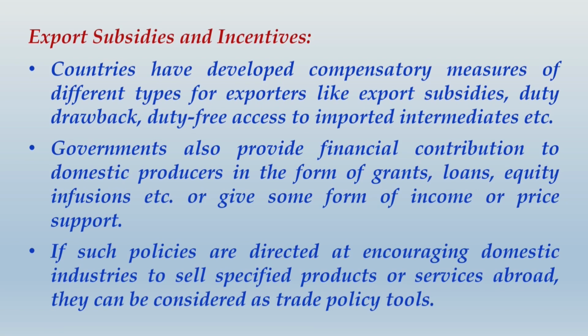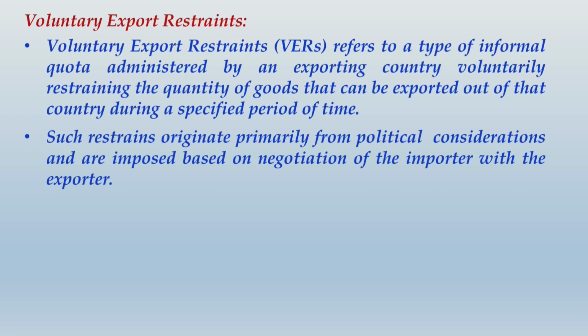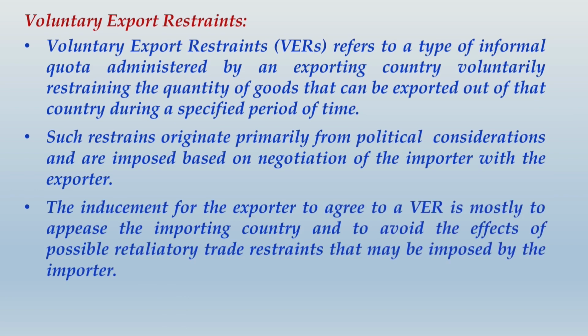Alright friends, once you have finished writing this much, let us move ahead and continue writing further. Voluntary export restraints. Voluntary export restraints, VERs, refers to a type of informal quota administered by an exporting country voluntarily restraining the quantity of goods that can be exported out of that country during a specified period of time. Such restraints originate primarily from political considerations and are imposed based on negotiation of the importer with the exporter.